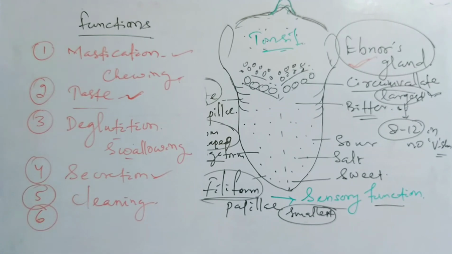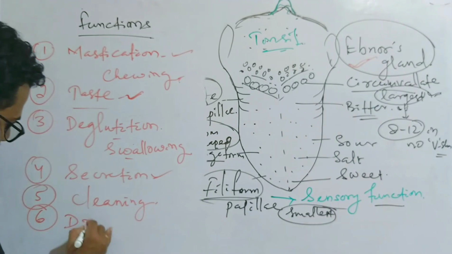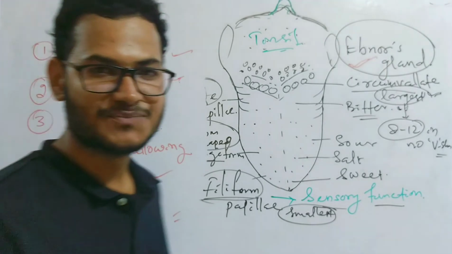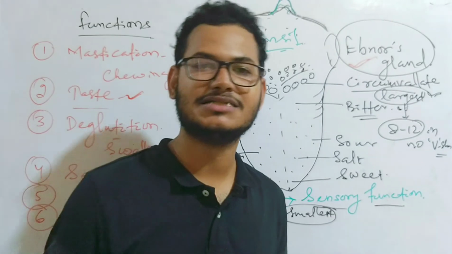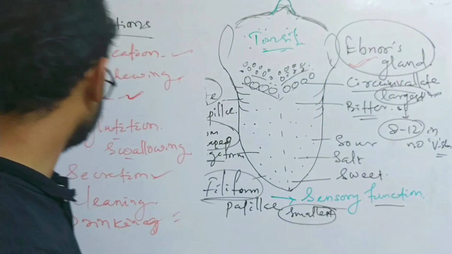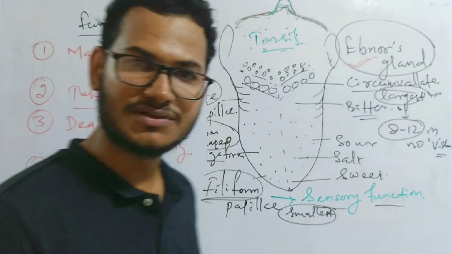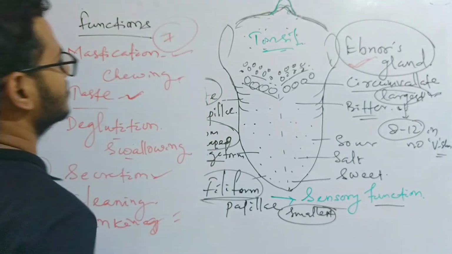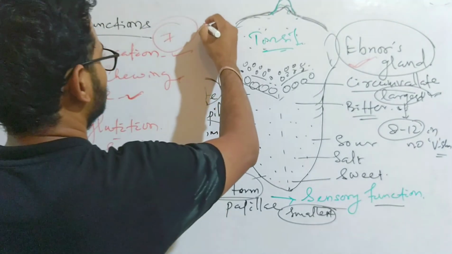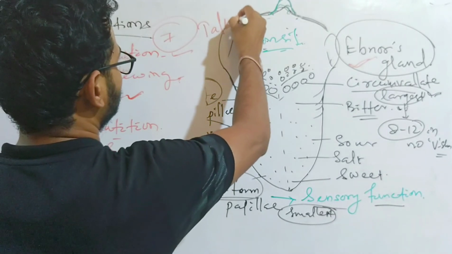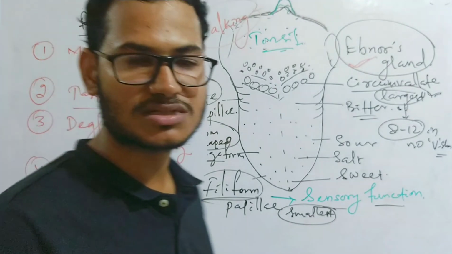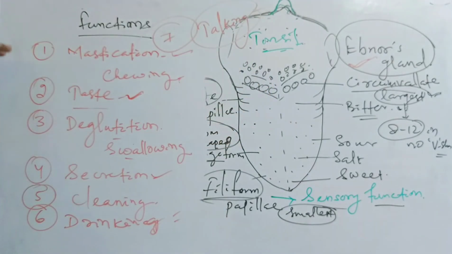Next we have another function of the tongue, that is it helps in drinking also. To drink, the tongue is used like a spoon. It helps in drinking different liquid food or water. And the seventh one is very important also. The tongue helps in talking. So in speaking, the tongue is used. So these are the various important functions of the tongue.